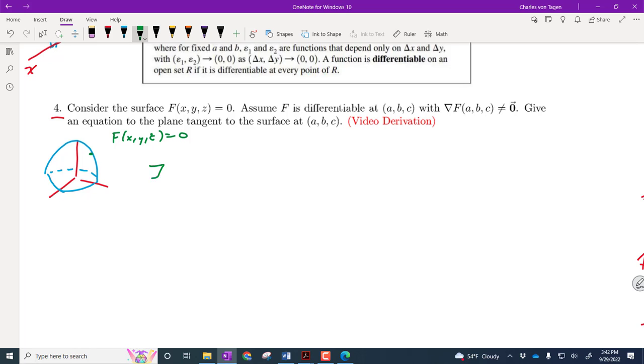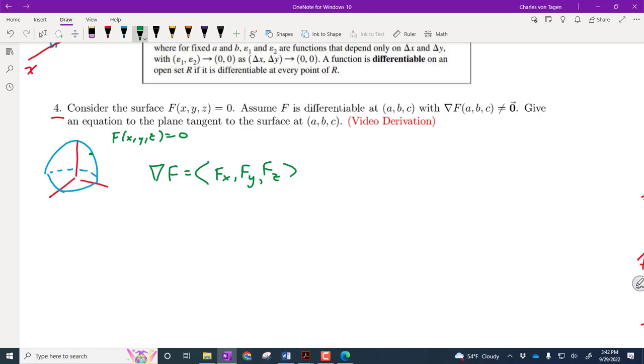Let's see. The gradient of f would be what? It would be f sub x, comma, f sub y, comma, f sub z. It's a vector that lives in R3, right? It lives in the domain space. What's the domain of this function? It's all of R3. So the vector always lives in the domain space.